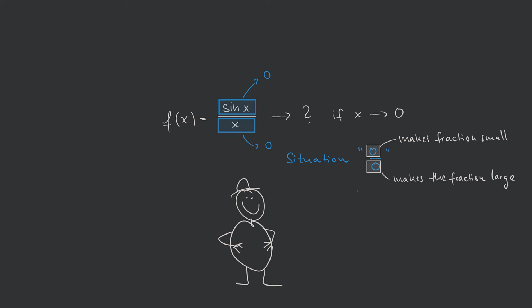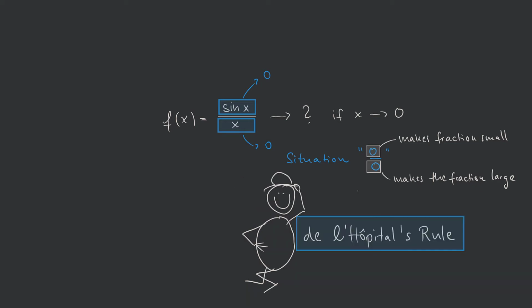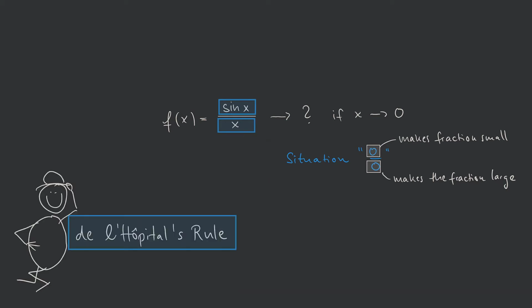In fact, there is a little mathematical trick we can use in this situation, which is called l'Hôpital's rule. Don't worry, the rule is much simpler than the name of the guy who invented it. Let me show you how it works here. The idea is to replace both the numerator and the denominator by their derivatives. That means we calculate the derivative of sin x, which is cosine x. And we also calculate the derivative of the denominator x, which is 1.